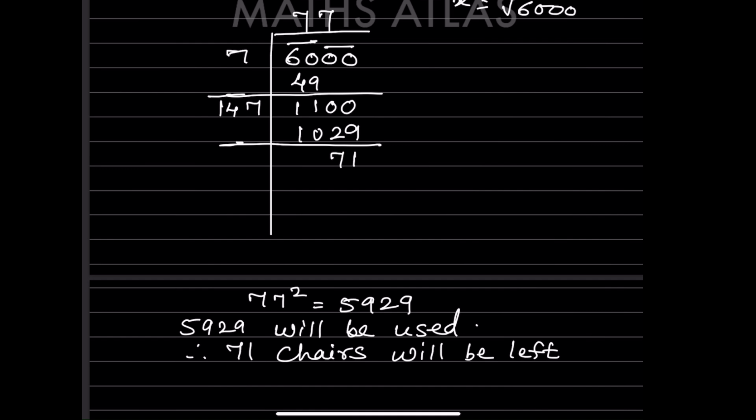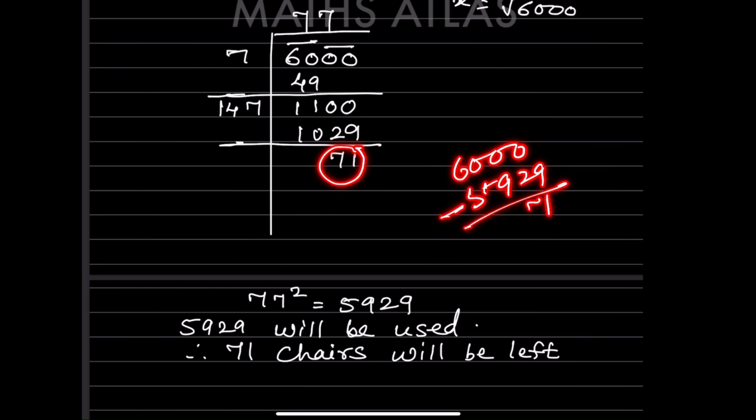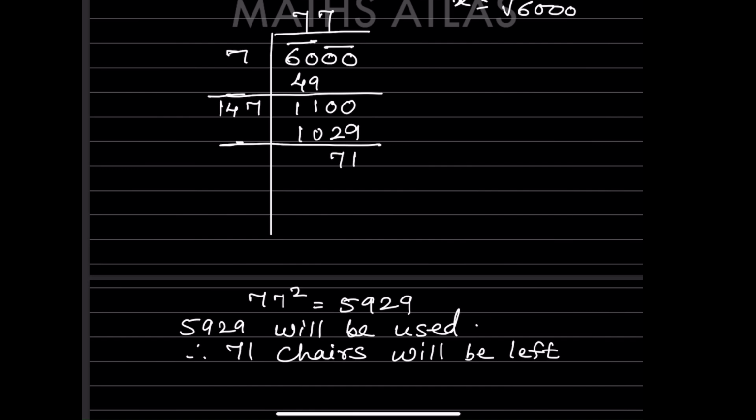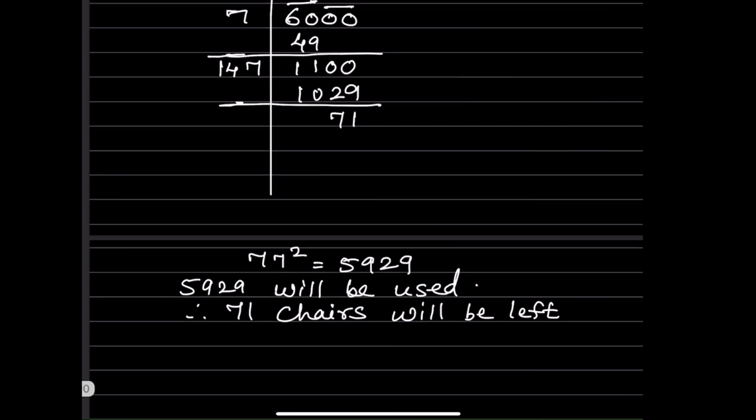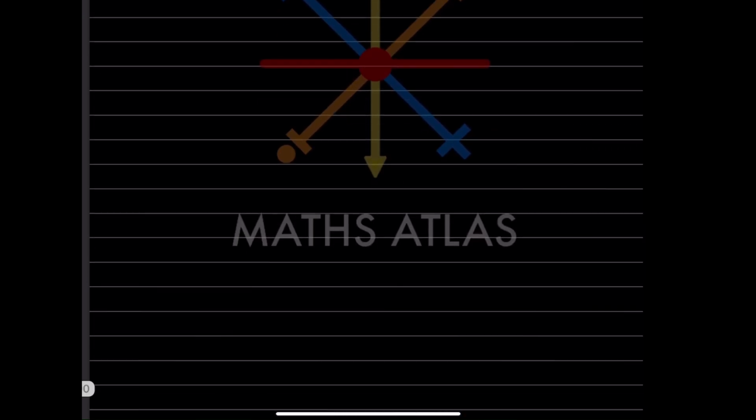And even if you want to check, because we got 5929, you can also check with this one. But we already got 71 here. But still, this is just to recheck. So that is going to be 71. So these two things should be written. 5929 will be used and 71 chairs will be left.